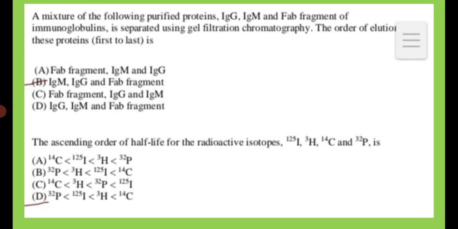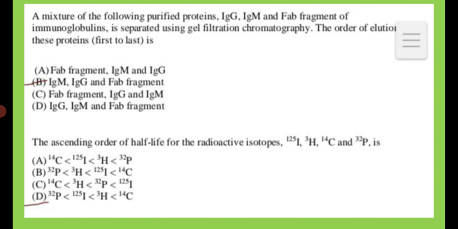Next question: a mixture of the following purified proteins, IgG, IgM and Fab fragments of immunoglobulins, is separated using gel filtration chromatography. The order of elution of these proteins, first to last, is. Here the question is asked on gel filtration chromatography, a technique which separates the proteins solely on the basis of molecular size.